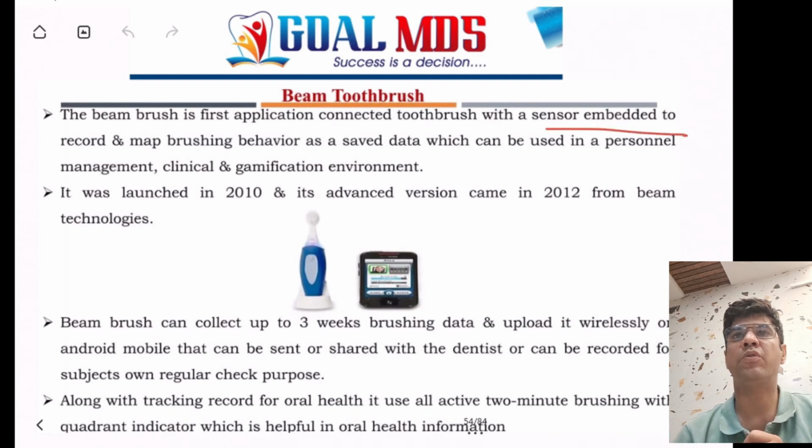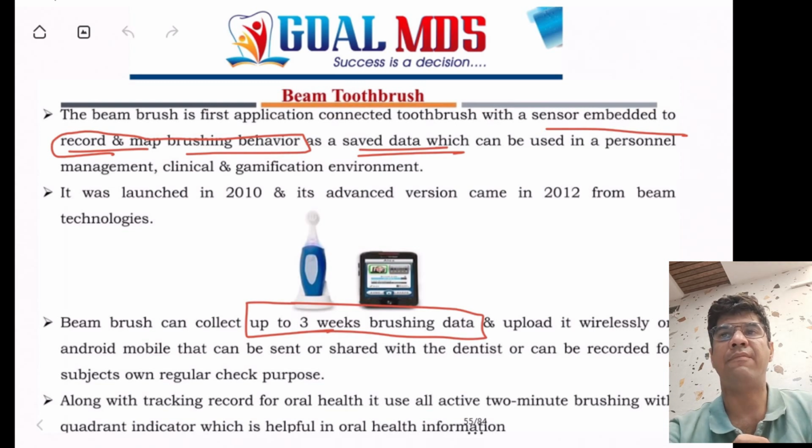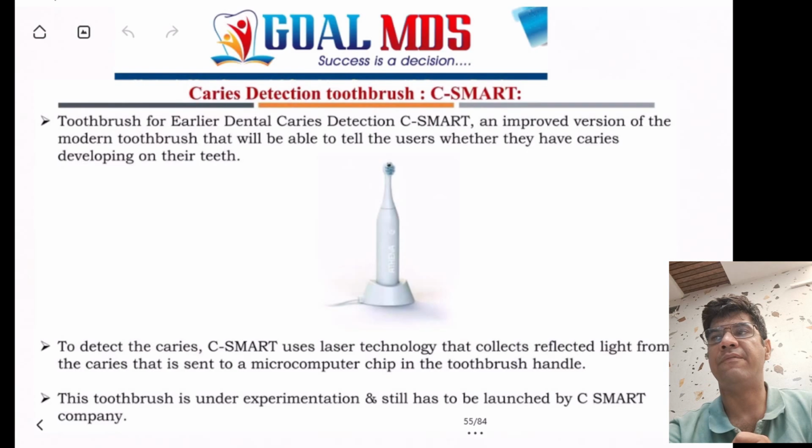Other are the Beam toothbrush. They have a sensor embedded to record and map the brushing behavior, so that data can be saved and analyzed later on. Brush Beam can collect up to 3 weeks of brushing data. So they are helpful in oral health information.